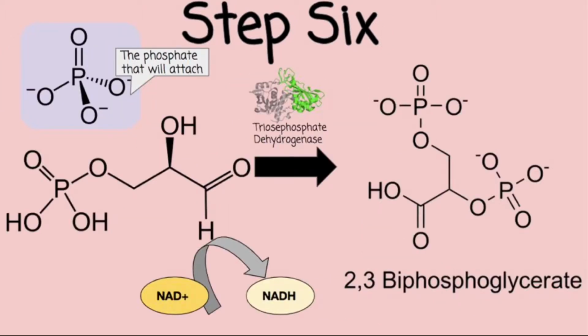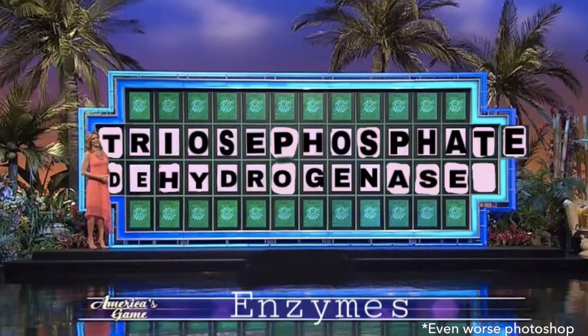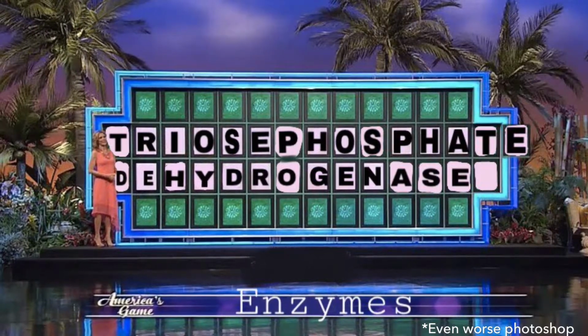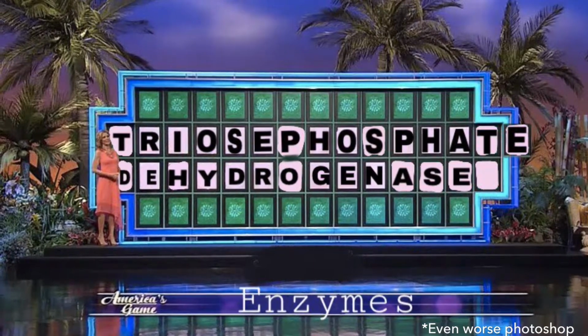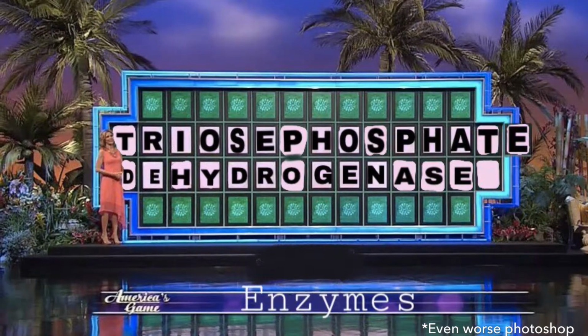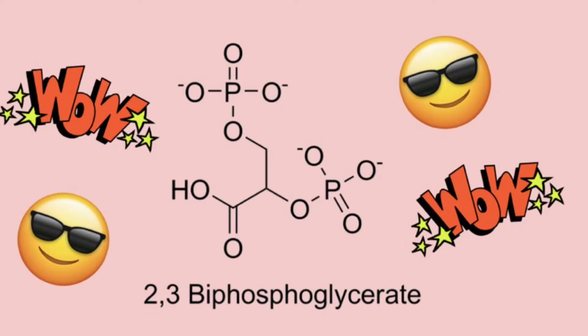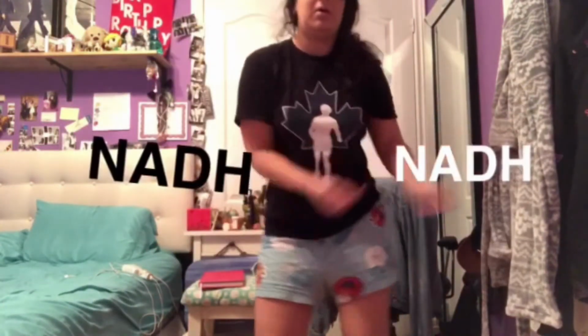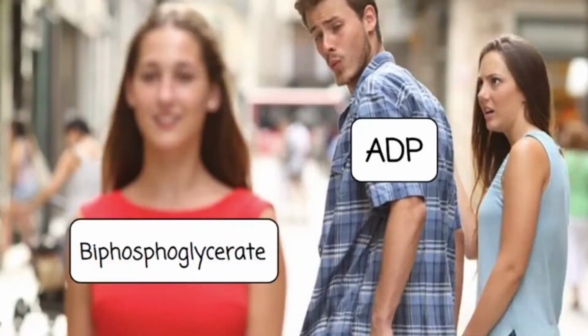It was chilling in the cell, now it's doing pretty well. Phosphate is attached, an enzyme helps. It's got a long name, so I'll just spell it out. TRIOSE phosphate DEHYDROgenase. At the end of this step, we have a new molecule. It's called biphosphoglycerate. Isn't that cool? This step made 2 NADH, yeah!